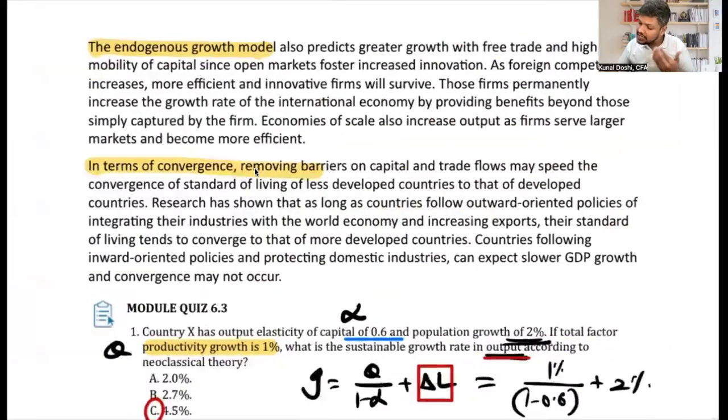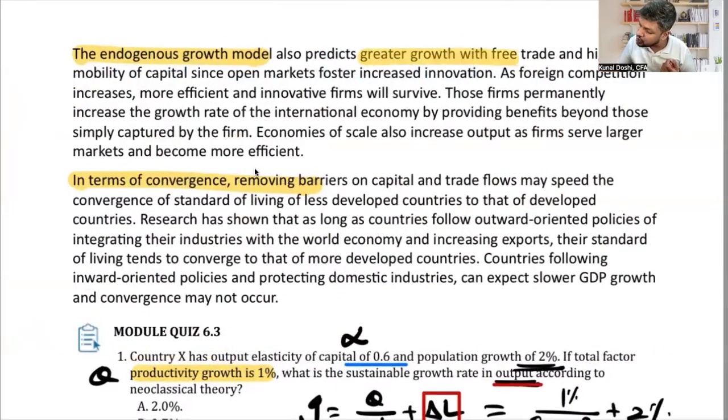On the other hand, endogenous theory predicts greater growth with free trade and high mobility of capital, since open markets foster increased innovation. Remember, endogenous theory says that any investment in capital will eventually go to technology, and that will have a permanent increase in the growth rate. So they do support this part that yes, having fewer trade barriers or capital barriers will definitely increase the economy, and that will have a permanent effect. Also, economies of scale increase the output as the firms serve larger markets. Yes, that is also true. So they also support the same view.